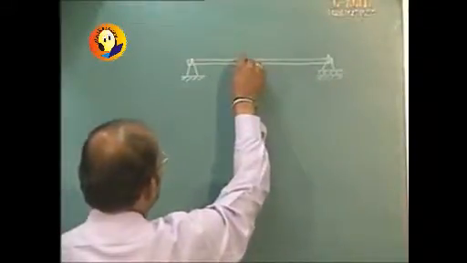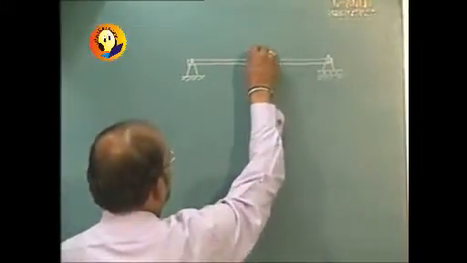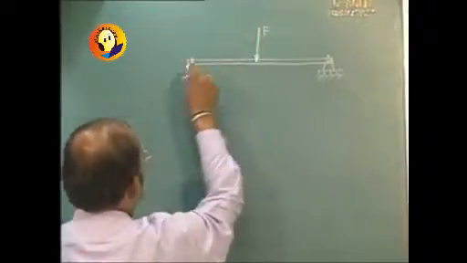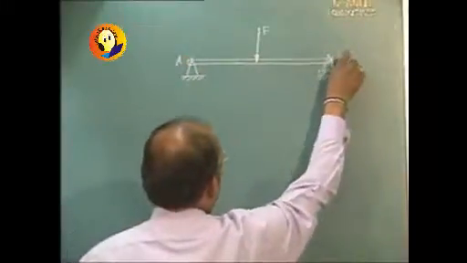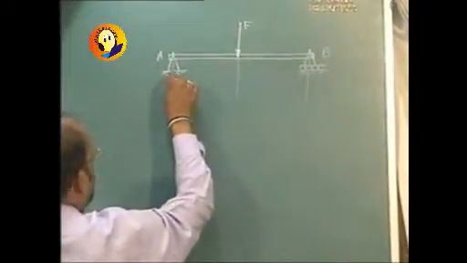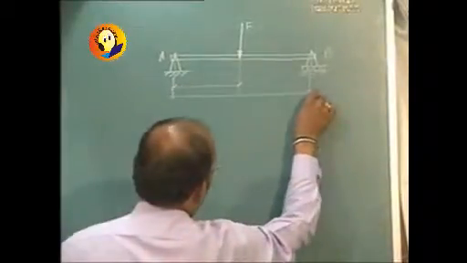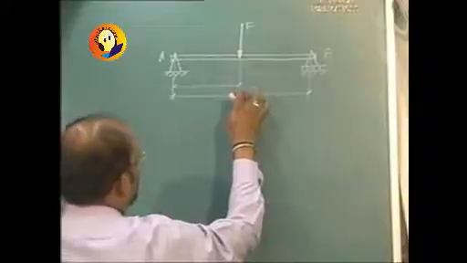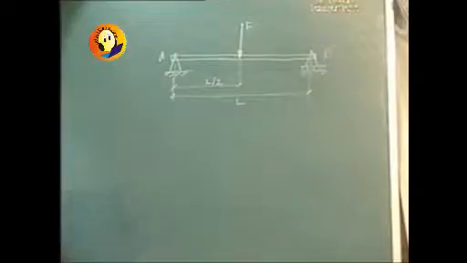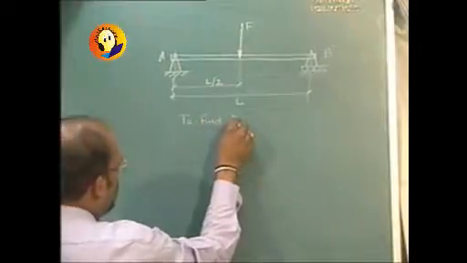And we are given some force which is, say, at the center, acting downward, force F. So this is A, B, then the lengths are given to us. This length is L, this is L by 2. And the question is to find reactions at support.